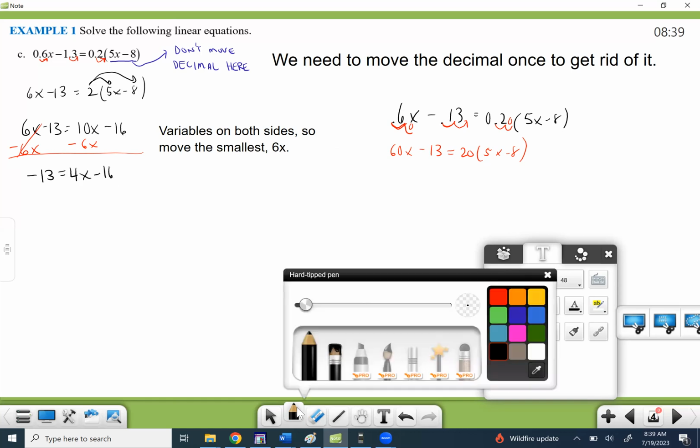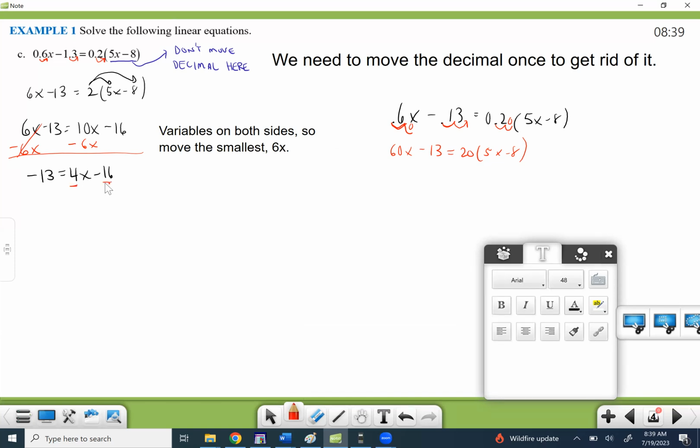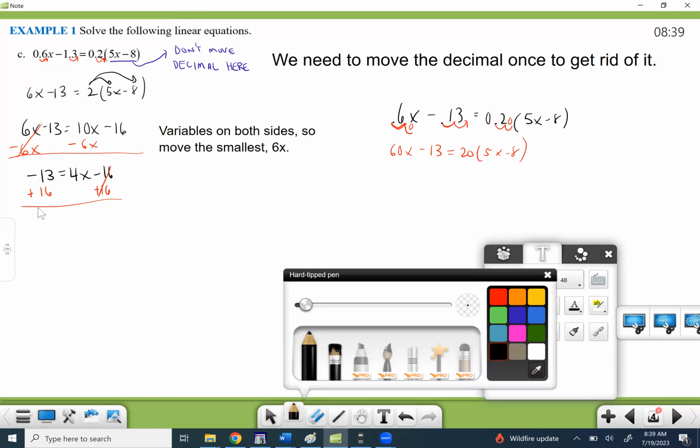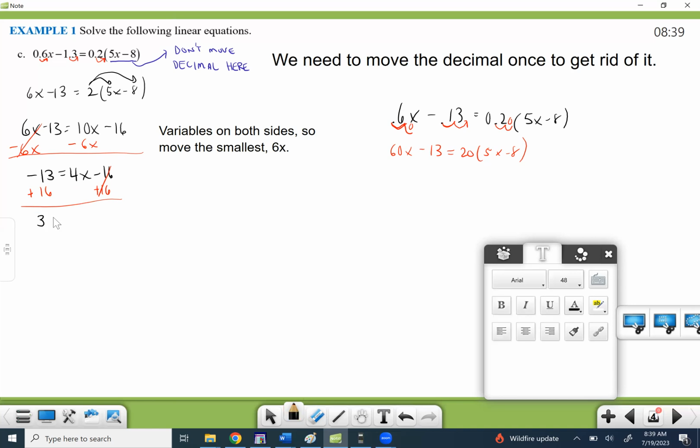All right, now, remember, we said we're trying to get x by itself. So I have to move these two things. If I can move those two things, x will be by itself. Remember, whatever's in front of the variable is always last. So we're going to be moving that 16. So if it's a minus 16, we're always doing opposites, and we're going to do a plus 16. So we create a 0. Negative 13 plus 16 is 3.